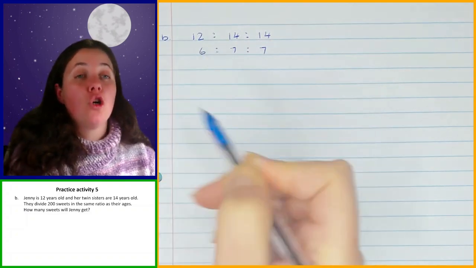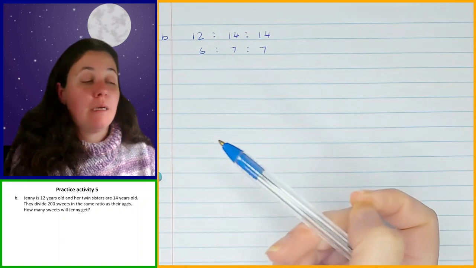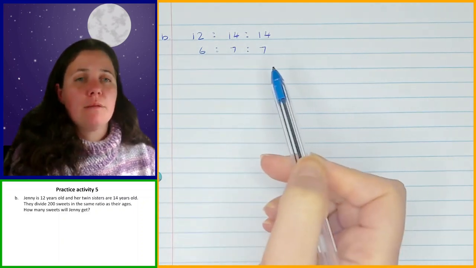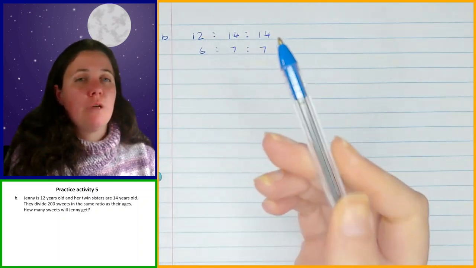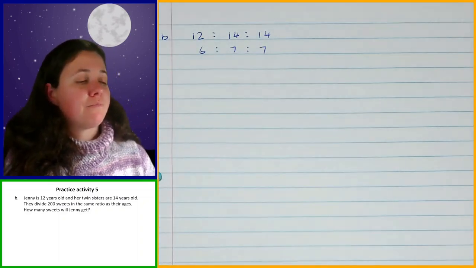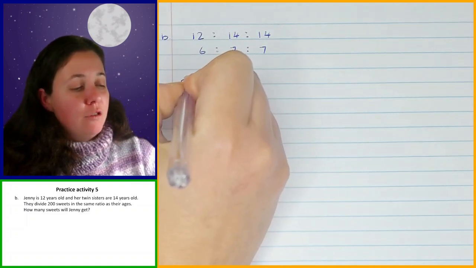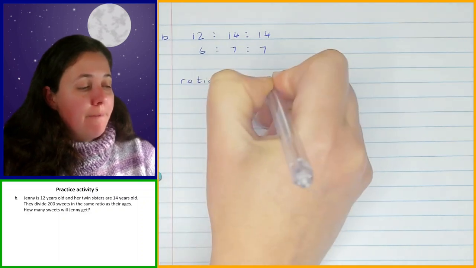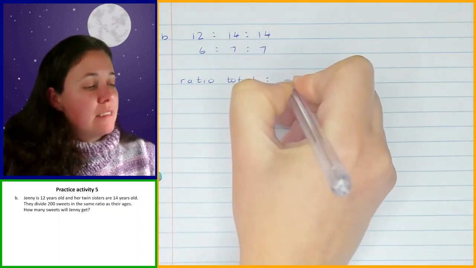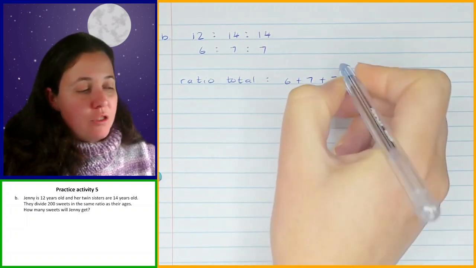Now technically you could do it without simplifying the ratio, it just means that you're going to be working with bigger numbers, which isn't a major issue. You can still get the right answer. Okay, so now I'm going to work out my ratio total, which is 6 plus 7 plus 7. And that gives you 20.